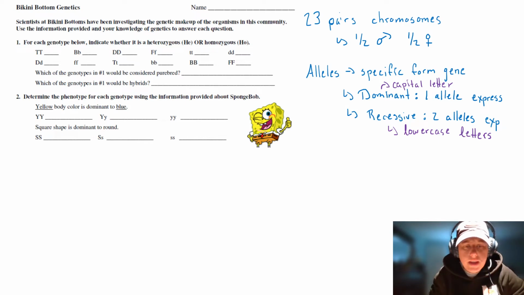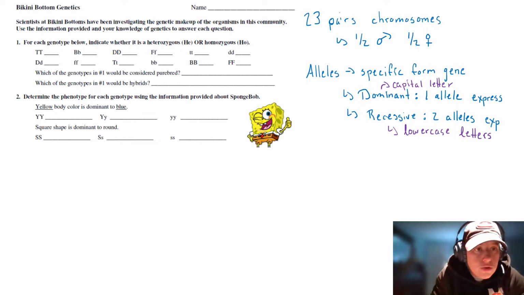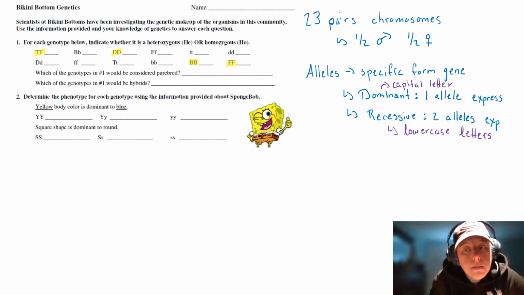So if we look right here, we've actually done question 1 and question 2. I just want to recap them. Everything that I'm highlighting in yellow in question 1 has two dominant alleles: capital T, capital T, capital D, capital D, capital B, capital B, capital F. So these would be homozygous because both of the alleles are the same, and they'd be dominant because they're both the dominant trait.